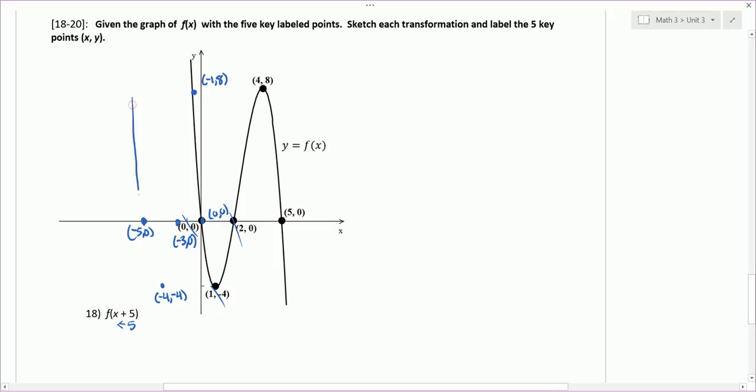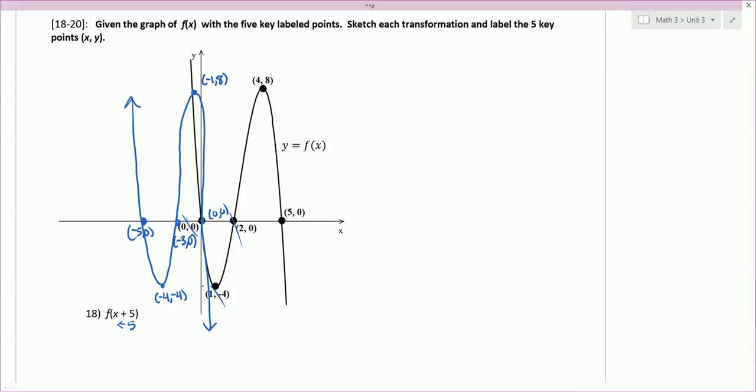And if I were to sketch that, something like that. And I can grab that.